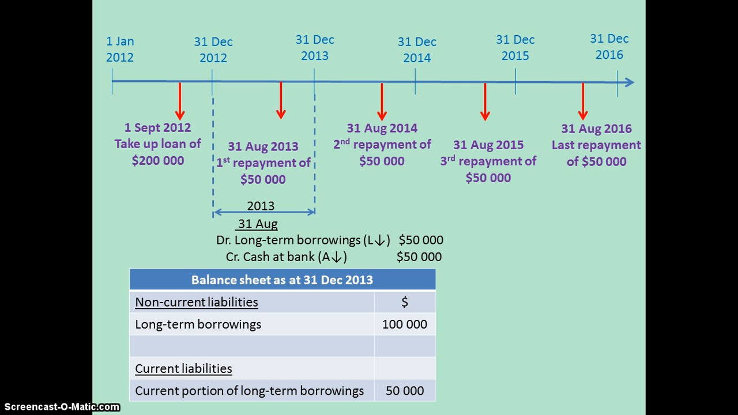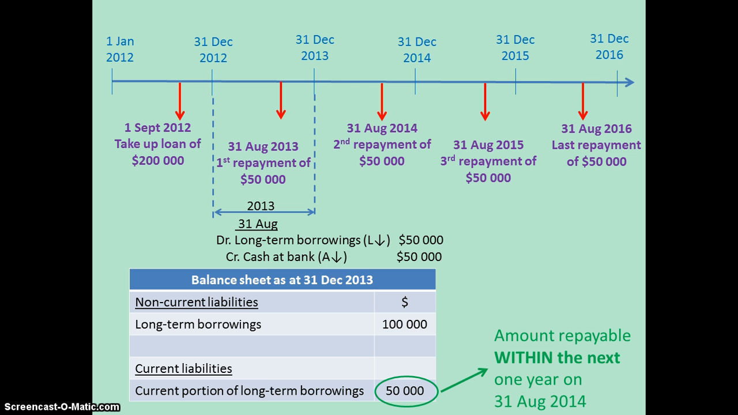In the balance sheet extract as at 31st December 2013, the remaining loan amount of 150,000 is then split into two portions according to the repayment period. Since the second repayment of 50,000 is on 31st August 2014, which is within the financial year 2014, this amount of 50,000 is classified under current liabilities as current portion of long-term borrowings. The remaining 100,000 is repayable after 1 year, as can be seen from the third and fourth repayment dates. So this 100,000 is classified under non-current liabilities as long-term borrowings.